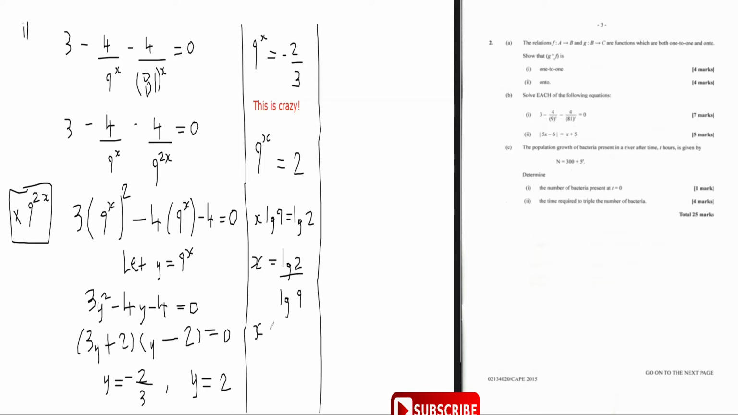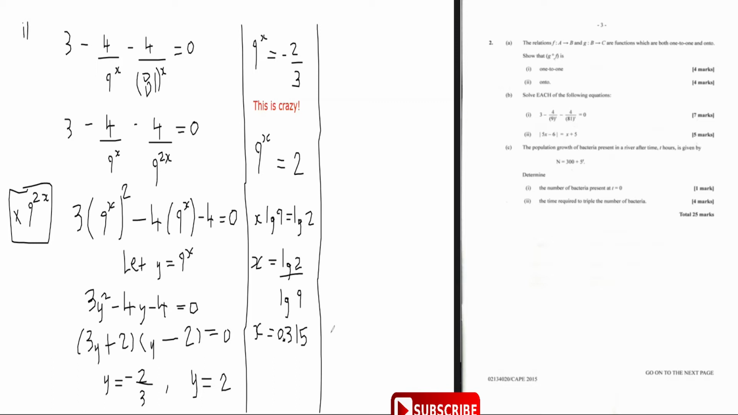x is 0.315. All right, nice and easy. Log 2 over log 9, which is 0.315. Okay, now let's look at the second part of the question.